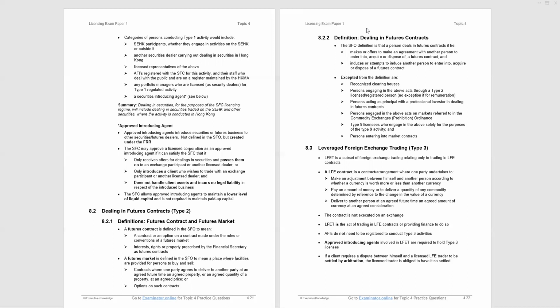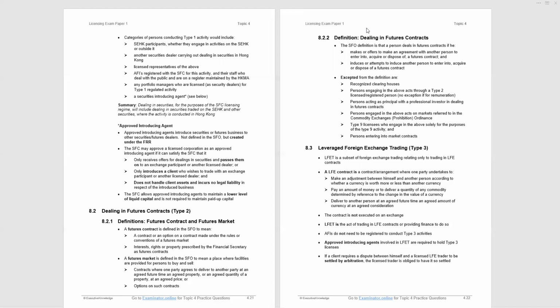Well, it's really somewhere, I beg your pardon. It is dealing in the contracts that have been introduced earlier. The exceptions from the definition are listed there, very similar to Type 1. I'm glossing over this because the definition for dealing in futures is not regularly examined, whereas dealing in securities, yes, more common. Leveraged foreign exchange trading, again, not core materials, Type 3 activity.